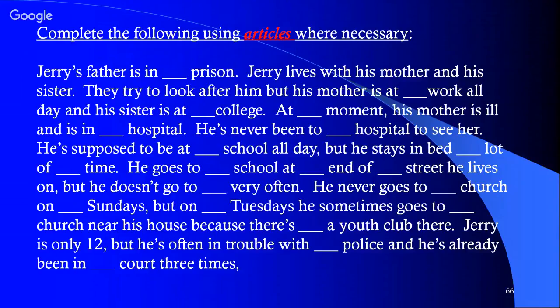Jerry is only 12, but he's often in trouble with dash police. With the police. And he's already been in dash court 3 times. Been in a court, been in the court 3 times. And he's already been in dash court 3 times. Yes, because he is the accused.